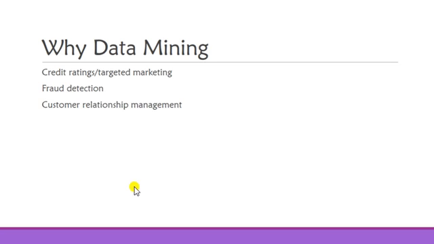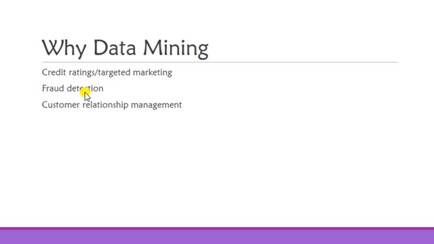Now that we know what data mining is, why do we need data mining? There are several reasons why we need it. Some of them are for credit ratings or targeted marketing. For example, given a database of 1000 names, which persons are the least likely to default on their credit cards? Through data mining, we are likely to know that, and we are also able to identify responders to a sales promotion. For example, we want to promote our sales, and through data mining, we can identify those that are likely to respond to it.